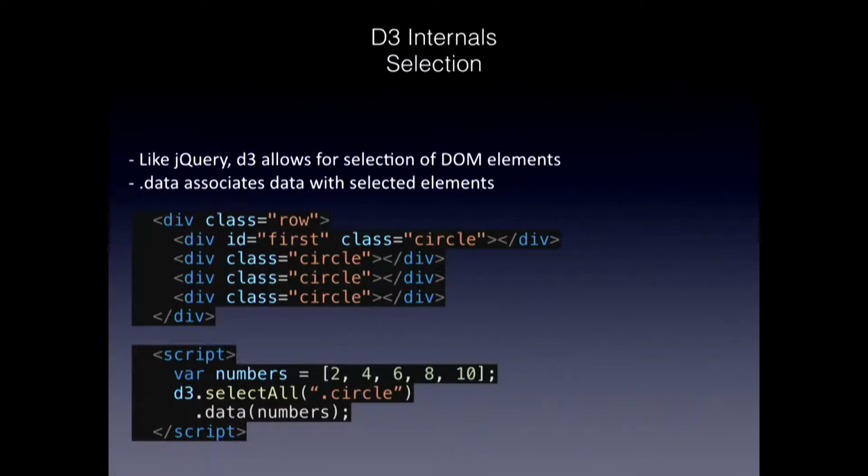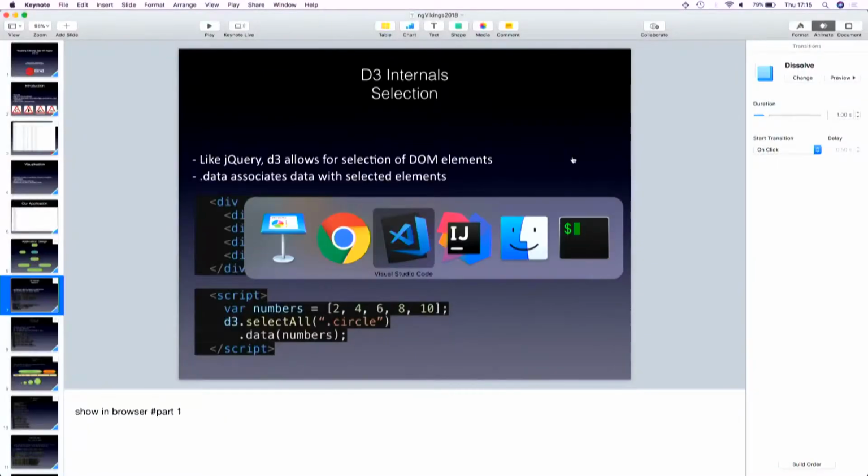So what D3 is going to do here is select all circles, and then the data method is going to associate the data in turn, from left to right in terms of the array, to those circles. So when I run this, each circle is going to have the corresponding data value associated to it. The first circle with an ID of first will have a value of 2 associated, the second one 4, and so on. But as I say, we'll come back to this in the second or third slide. We've got 5 values in numbers, but only 4 circles. So we'll come back to that in a minute. So let's take a look at that.